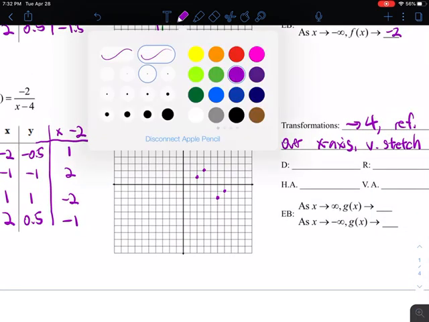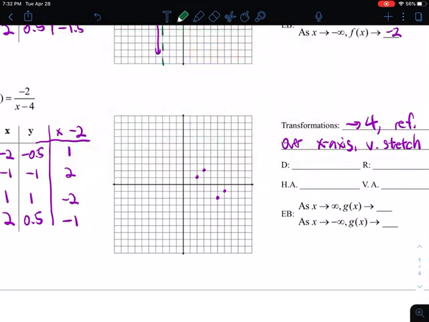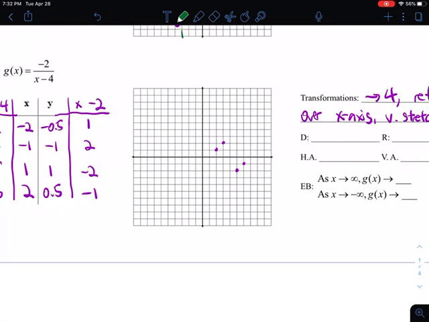And then again, it's easiest if we graph the asymptotes first. So let's look at the horizontal asymptote first.